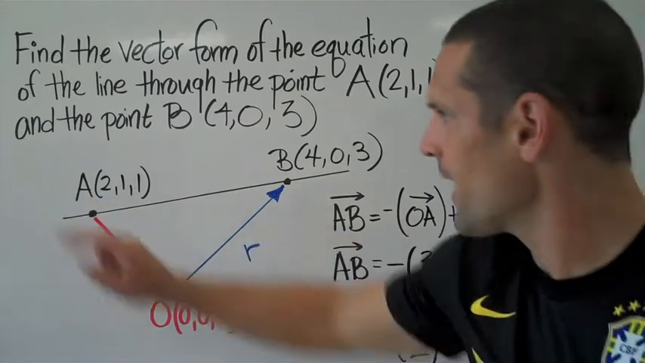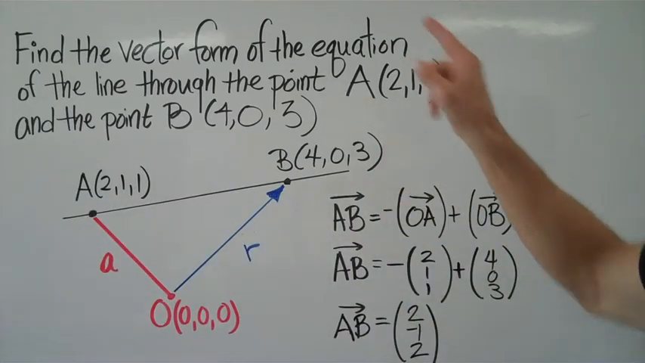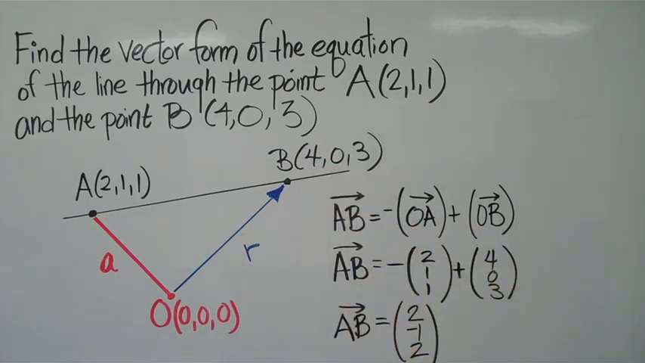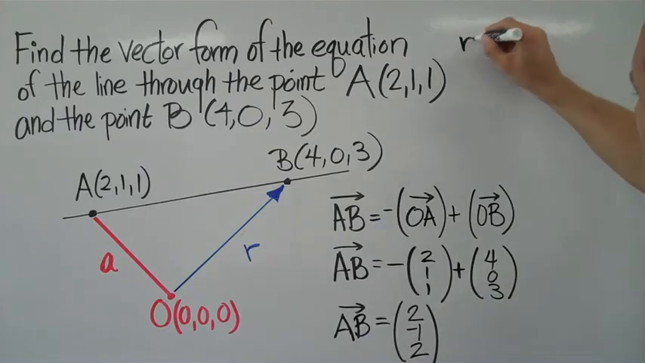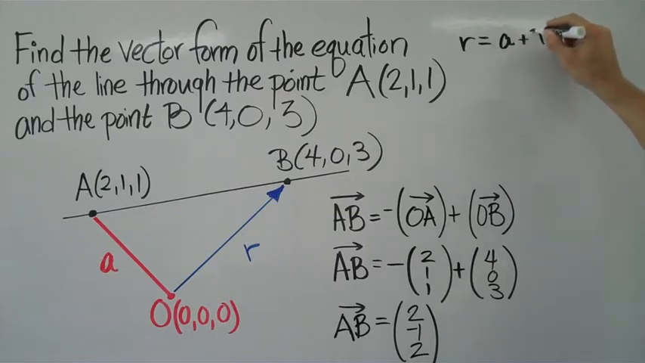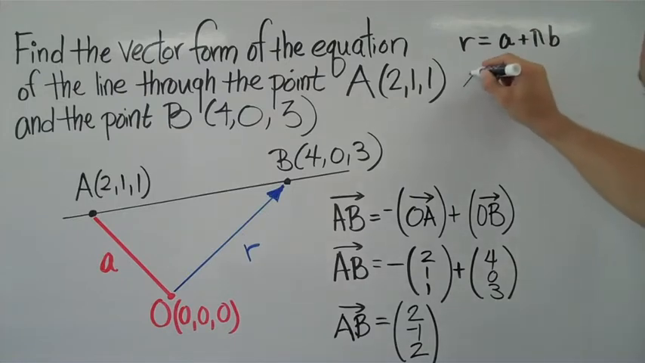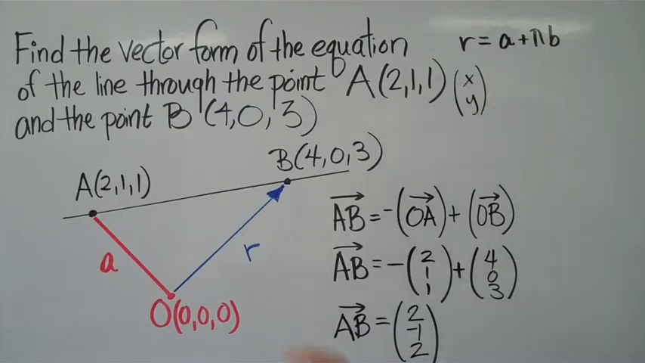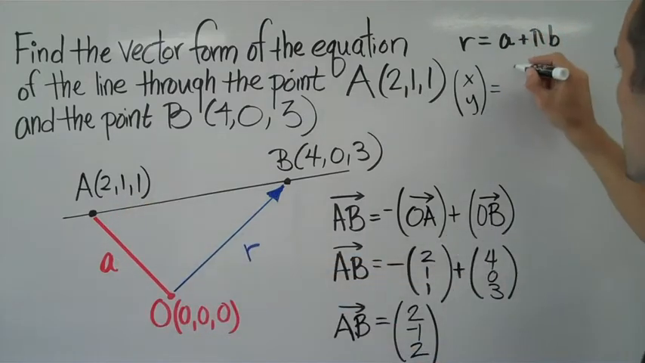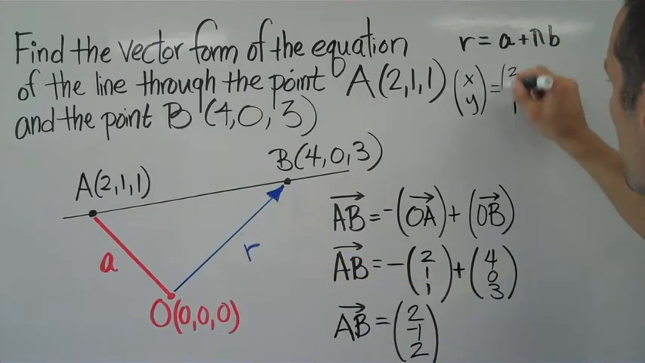So from O to A, that's what we do. OA is (2, 1, 1). And O to B is over 4 in the x, 0 in the y, and up 3. Well, we know that the vector form of the equation is r equals a plus lambda b, where a is going to be a point on our line. Then we can say x, y, z for this vector r is equal to the point on the line. The positional vector from O of this point is (2, 1, 1). So the vector is (2, 1, 1).